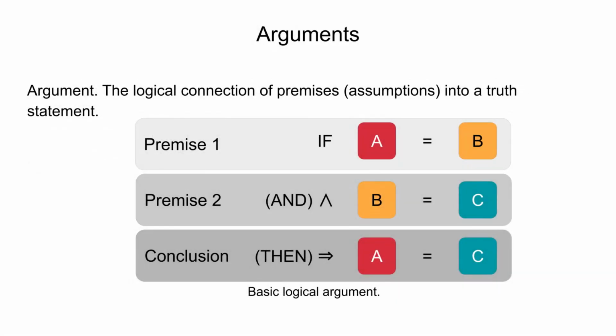We cannot really argue about a statement. In order to make an argument, we need something that helps us to decide if a statement is true or not. This means we combine axioms through logical expressions. Logical expressions are, for example, to say that two things are the same or different, or that one thing causes another, or that something belongs to the same category than another, etc. Thus, an argument is the logical connection of premises or assumptions into a truth statement.